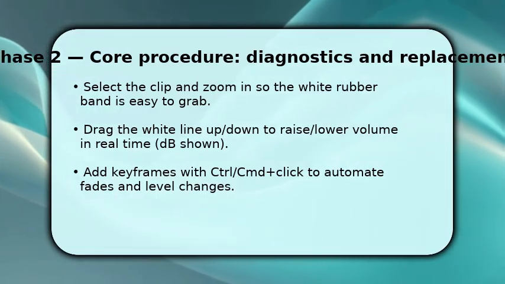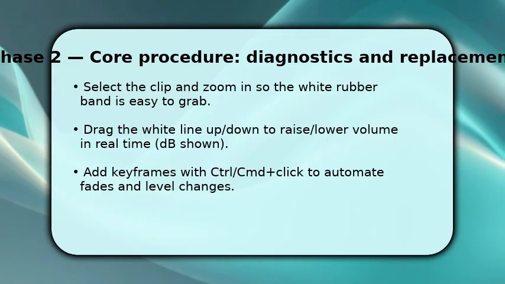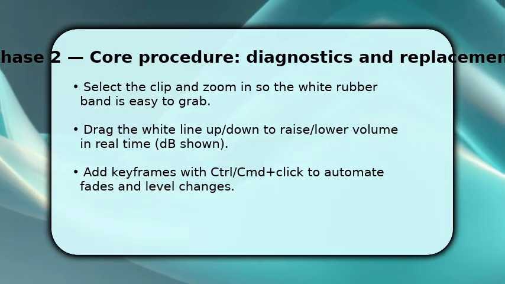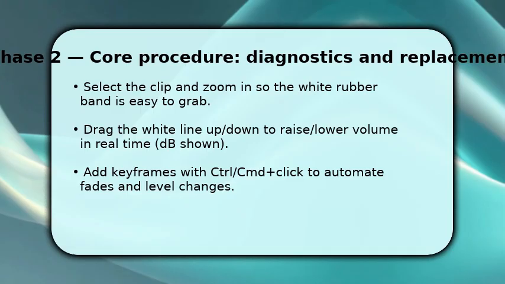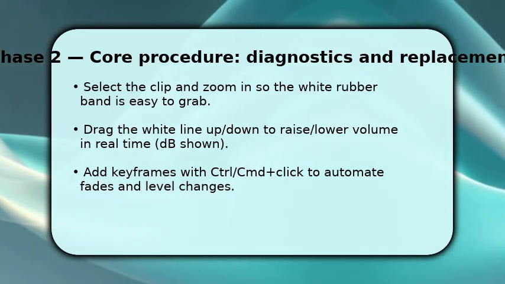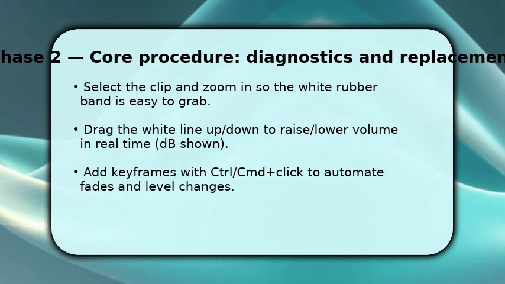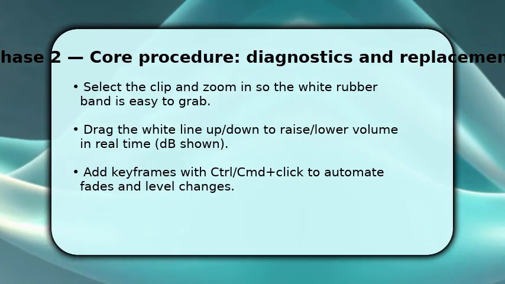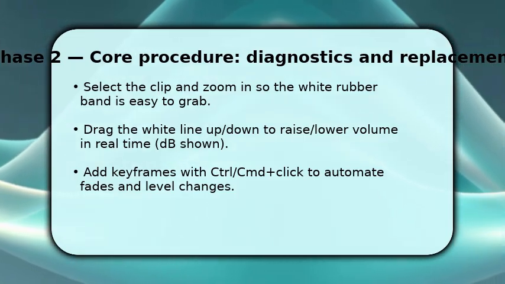If you need level changes over time, Control or CMD click on the rubber band to add keyframes, then pull individual points for fades or boosts where needed. Make sure to listen while adjusting. Visual cues help, but your ears decide final balance.